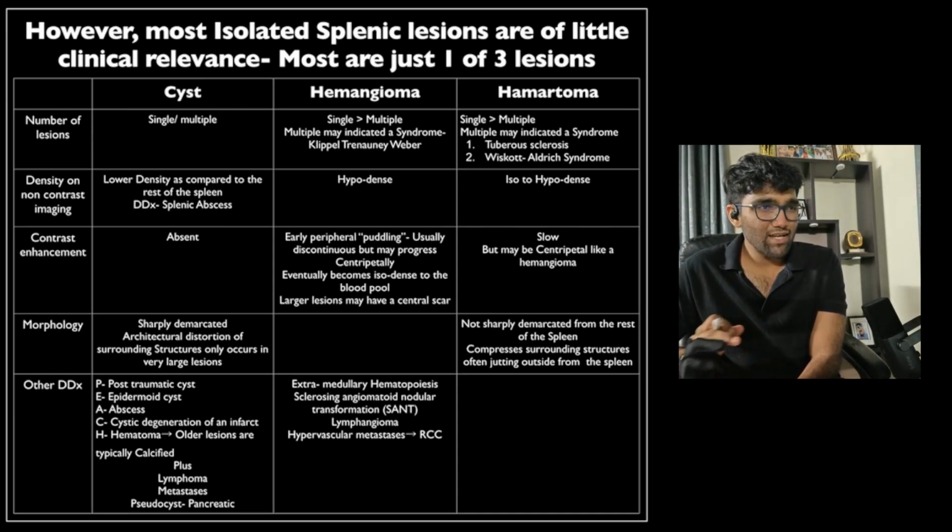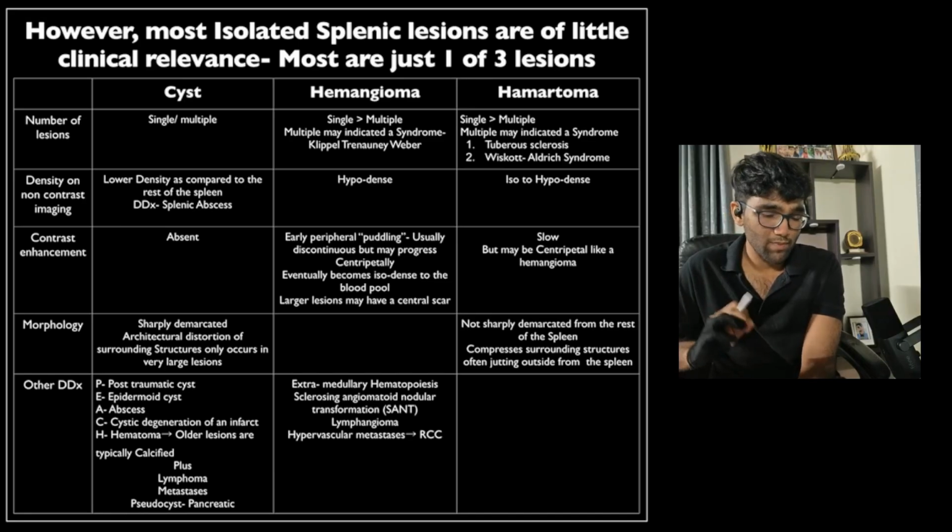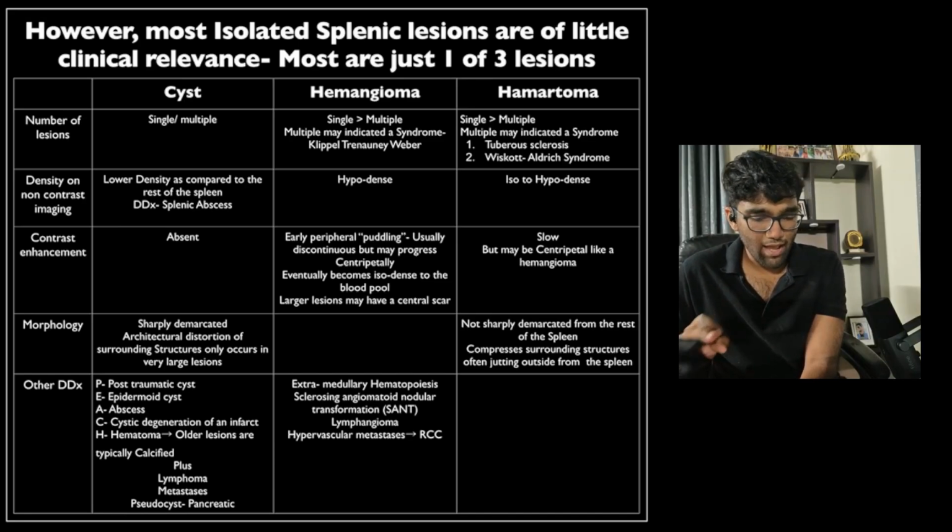Now, the differential diagnosis of a splenic cyst, I remember them because they look like peaches. So it's a peach of a diagnosis. P stands for post-traumatic cyst. Can also stand for pseudocyst, although pseudocysts usually occur outside of the spleen. E stands for epidermoid cyst. A stands for abscess, and we'll see how to differentiate it from cyst. C stands for cystic degeneration of an infarcted spleen, which will obviously be the last topic in this discussion.